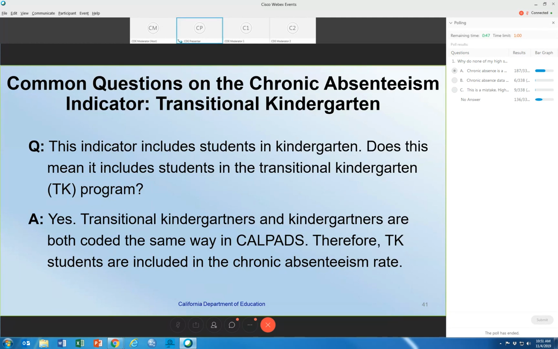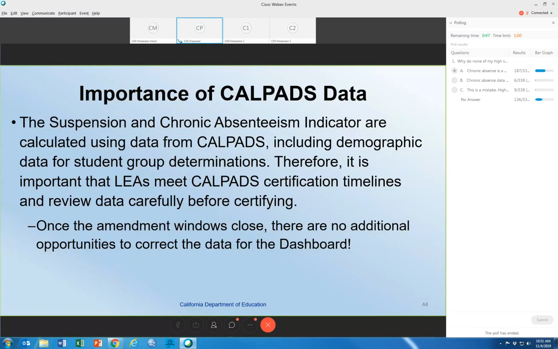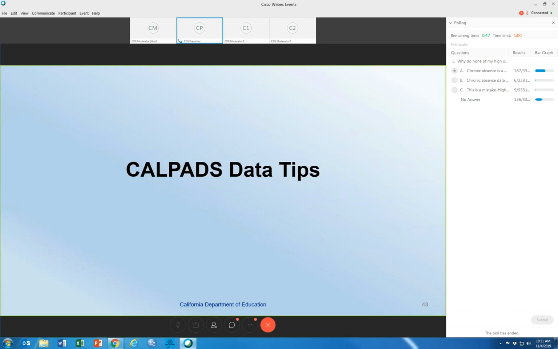It looks like we've covered most of the questions here. So I think we're going to move on to CALPADS data tips.